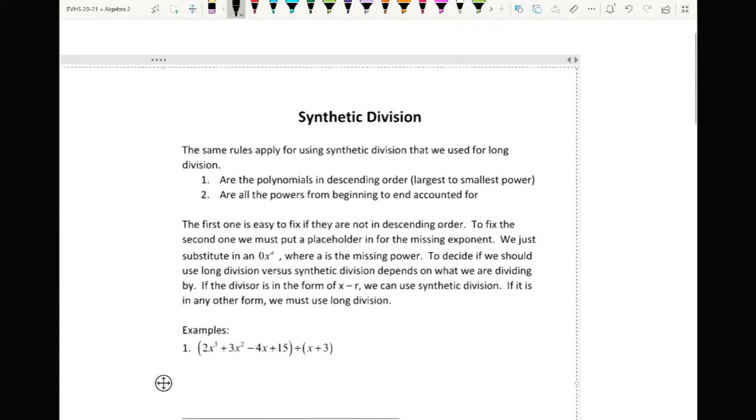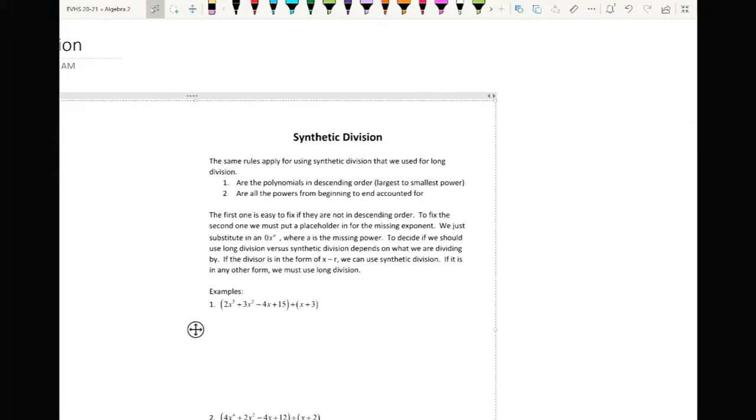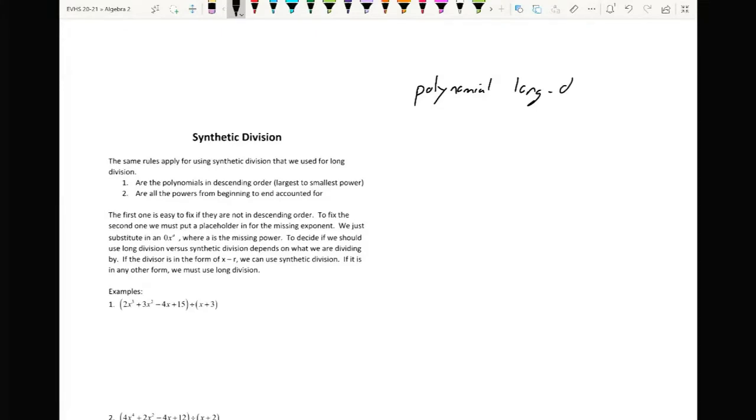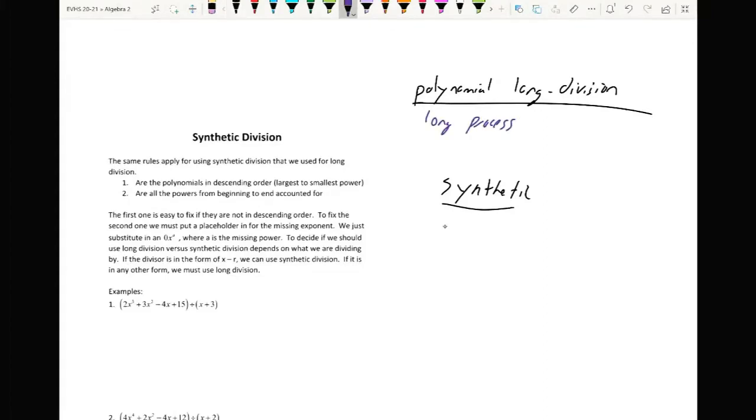Now, I want you to realize that there is a couple of pros and cons between regular polynomial long division versus synthetic division. What you need to know is that regular division is a long process. However, this one is a relatively short and easy process. Now, the huge con of synthetic division is it doesn't always work. However, polynomial long division will always work.